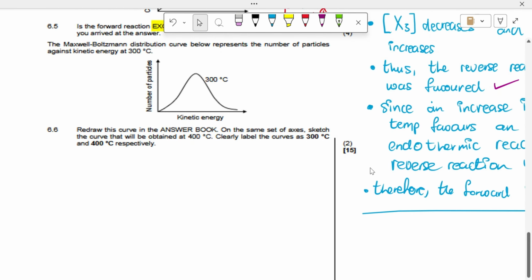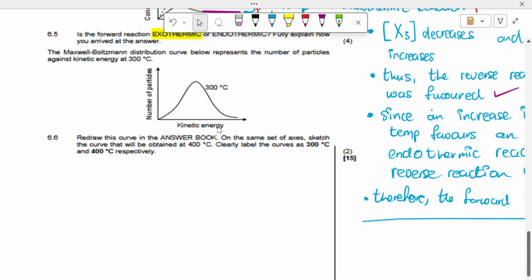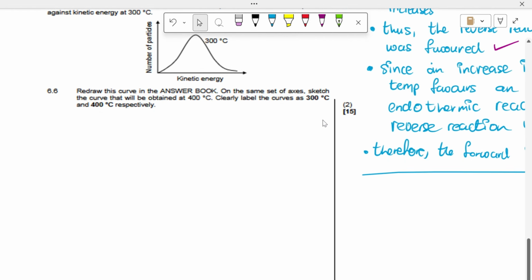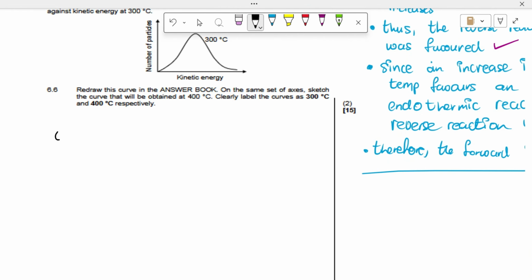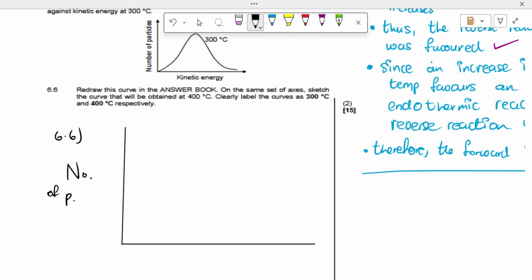Okay, now they say, redraw this curve in your answer book in the same set of axes. This is the Maxwell-Boltzmann distribution curve. It shows the number of particles against kinetic energy at 300 degrees Celsius. On the same set of axes, sketch the curve that will be attained at 400 degrees Celsius. Remember from rates of reactions, if you increase the temperature on the Maxwell-Boltzmann distribution curve, that would decrease the peak of the graph and then widen the graph itself.